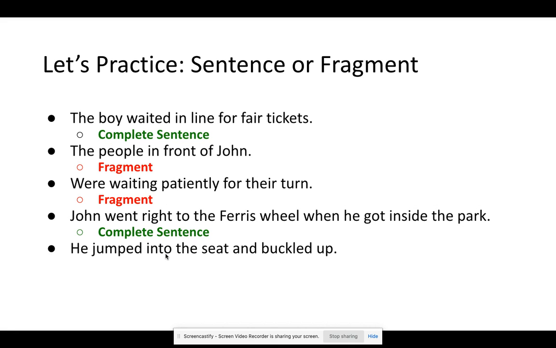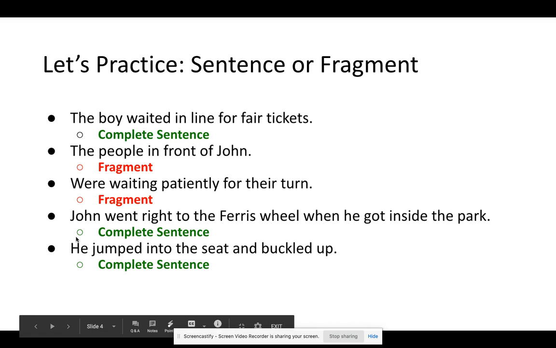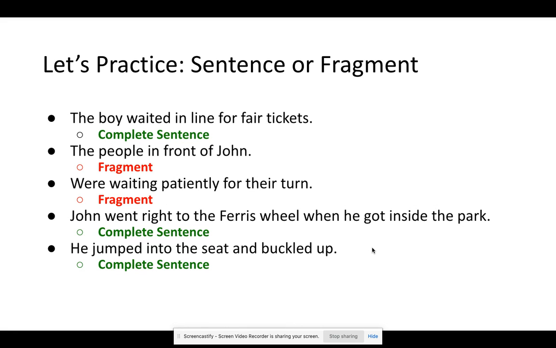What about he jumped into the seat and buckled up? Is that a complete sentence or a fragment? That's right. It's another complete sentence. He is the subject and jumped into the seat and buckled up is the predicate.